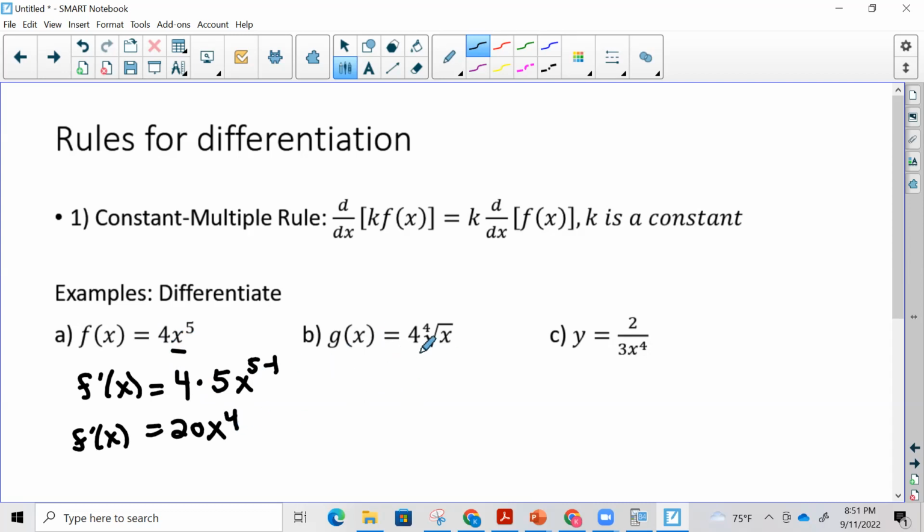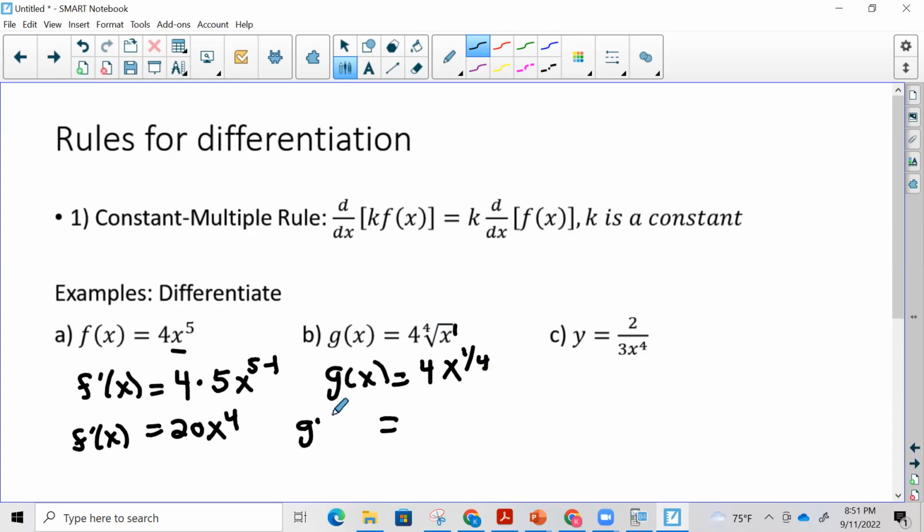So this is the same idea. I have a root. Again, anytime I have a root, I have to first change it to an exponent. So again, this is 1 and the index is 4. So this becomes x to the 1/4. The exponent becomes the numerator, the index on the root becomes the denominator, and then I can take the derivative.